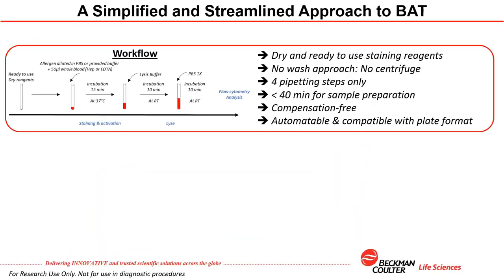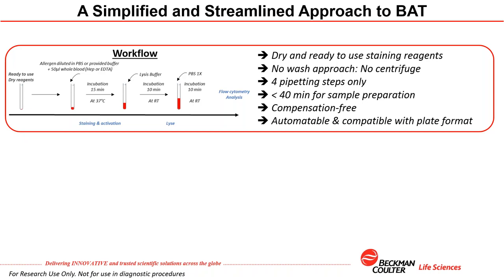What we did was to transfer all of the staining reagents to a dry and ready-to-use, room temperature stable format. And this enabled us to drastically simplify the basophil activation testing workflow. So the workflow, as it has been optimized, is the following. You take your ready-to-use dry reagent tube, and then you add your blood together with the allergen that you would like to test for the sample you're considering.